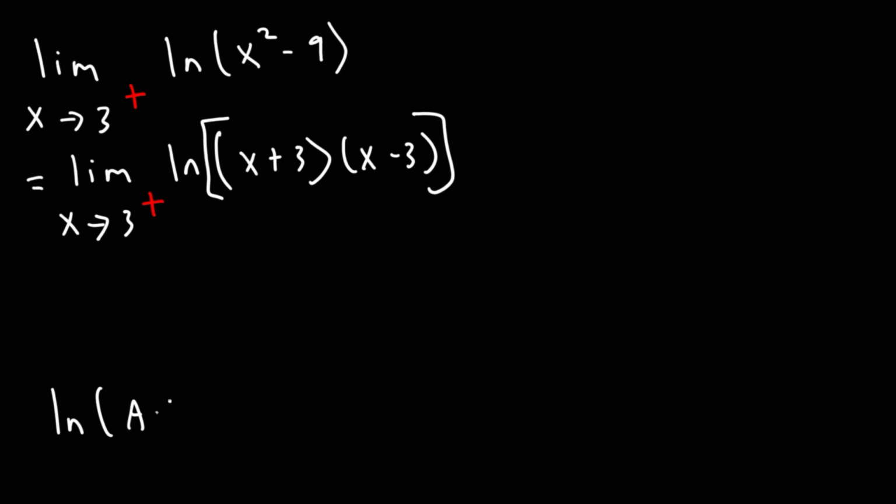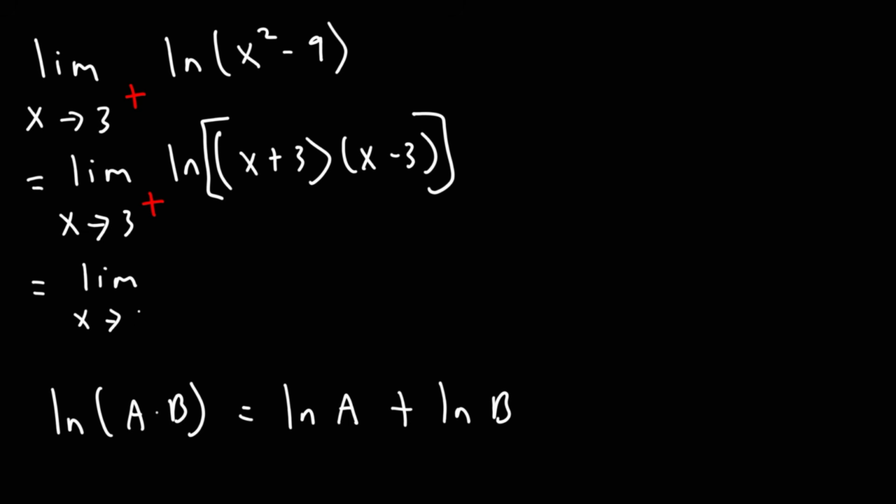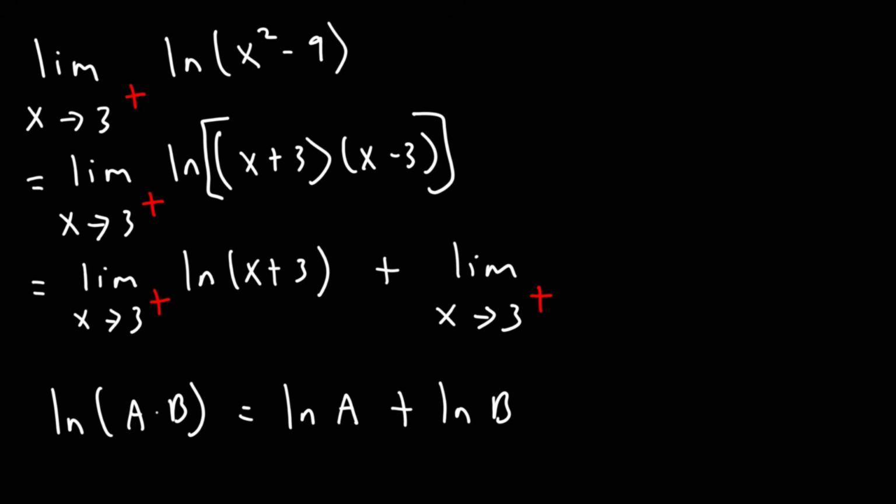Now, a certain property of logs allows us to expand it. ln of a times b is equivalent to ln a plus ln b. So we can rewrite this expression like this. We can split up the problem into two separate logs. So we're going to have the limit as x approaches 3 from the right of ln x plus 3, plus the limit as x approaches 3 from the right of ln x minus 3.